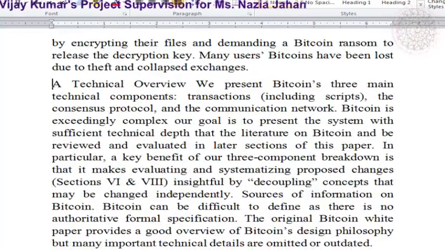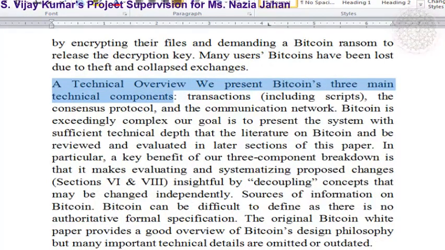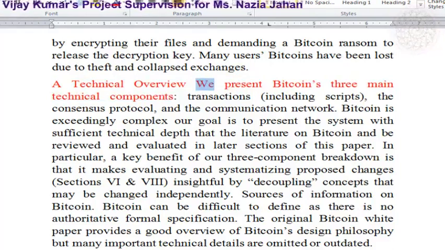A technical overview, we present Bitcoin's three main technical components. I told you, first person and second person tone should be avoided. Third person should be there. No? So, "a technical overview, we present": you are not presenting, and who is with you, they will ask. It's not "we", "I" should not be there. So, these are the copy-paste things.